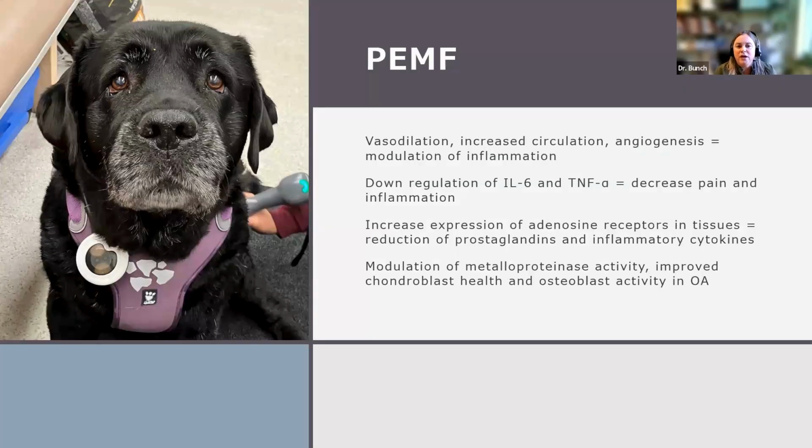So what are we doing? This is creating vasodilation, increasing circulation and angiogenesis, which is going to modulate inflammation. And that is by an increase in nitric oxide. The electrical chemical change that's being induced by our magnetic field is due to a regulation of calcium to calmodulin binding, which has a byproduct of increased nitric oxide, right? And increased cyclic GMP.